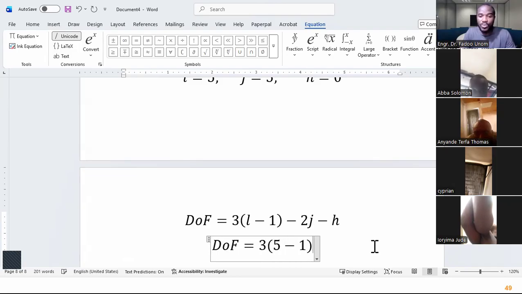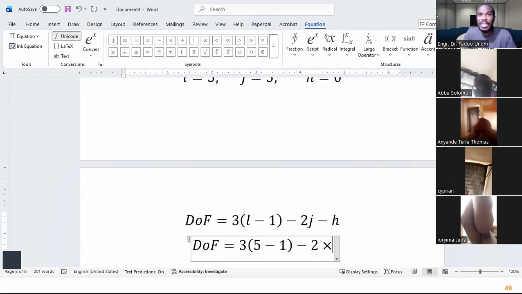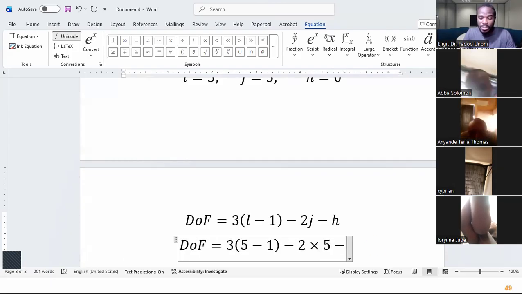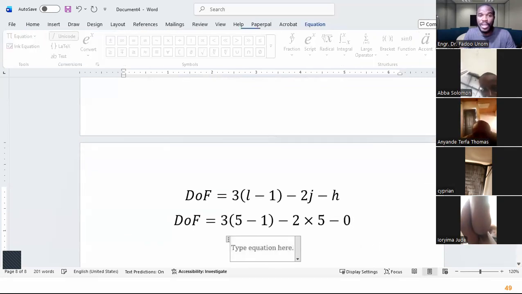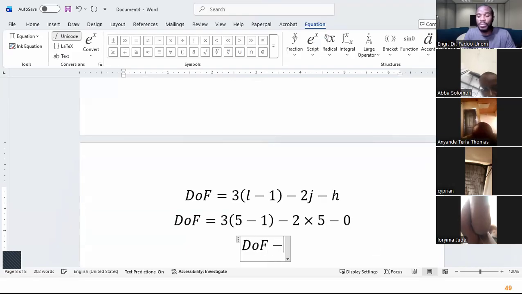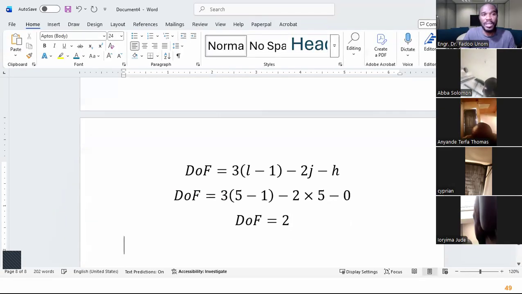5 links minus 1, bracket close, minus 2 times how many binary joints are there? 5. Also, minus H. H is the number of higher pairs. There are no higher pairs, right? So if you do that math, the degree of freedom is 5 minus 1 is 4. 4 times 3 is 12. 2 times 5 is 10. 12 minus 10 is 2. 2 minus 0 is 2. All right? And so this is a mechanism.